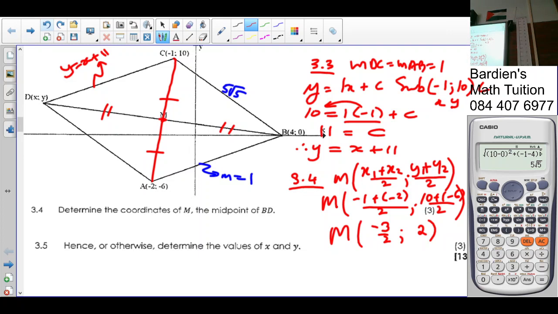Does that make sense, people? Is M on the negative part of your x-axis? Yes. Can the y value be positive? Yes. So that is the coordinate of it. Any confusion here? No?